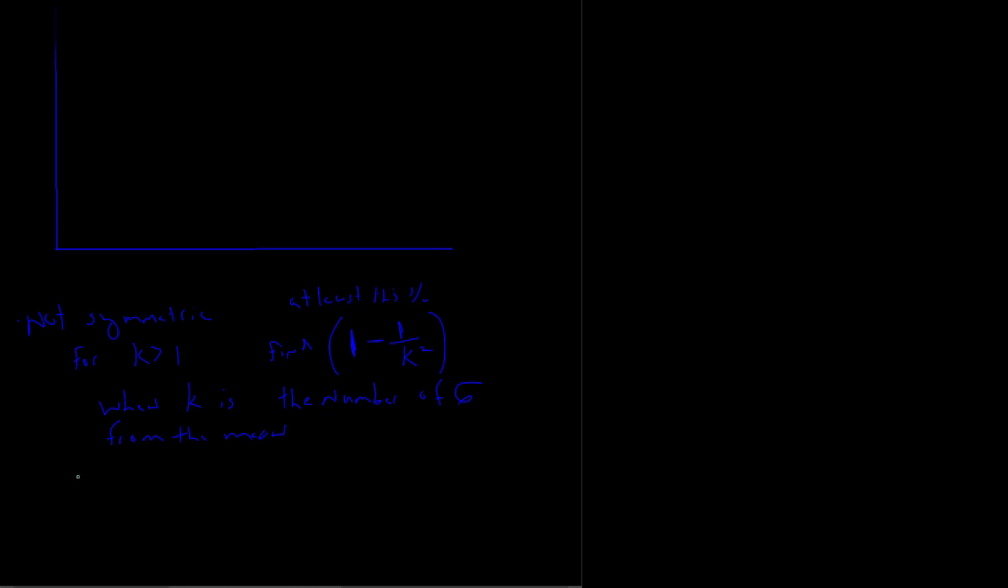So for example, within 2 standard deviations, k is equal to 2, and 1 minus 1 over 2 squared is 1 minus 1/4, or 3/4, which is 75%.